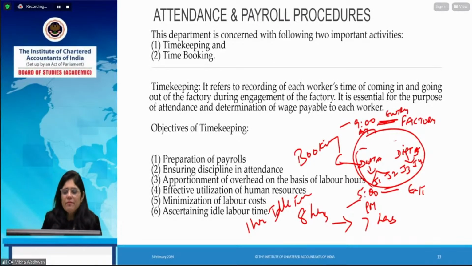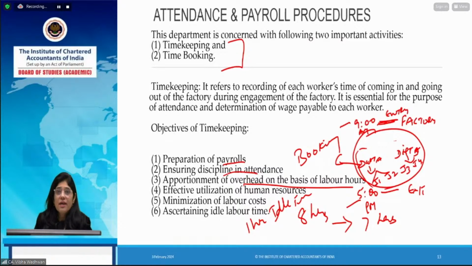So timekeeping is recording of each worker's time of coming in and going out during engagement of the factory. It is essential for the purpose of attendance. So timekeeping means preparation of payroll, ensuring discipline in attendance, apportionment of overhead on the basis of labor hours, indirect cost basically, minimization of labor cost, and ascertaining idle labor time. So timekeeping and time booking departments are very, very important.